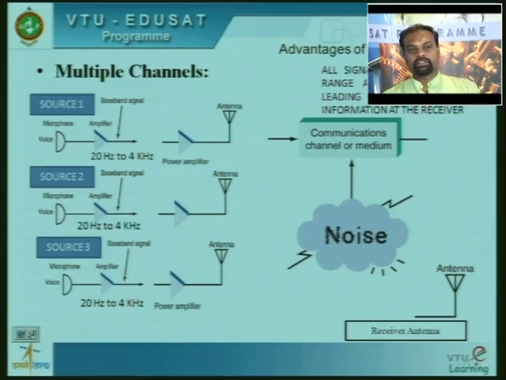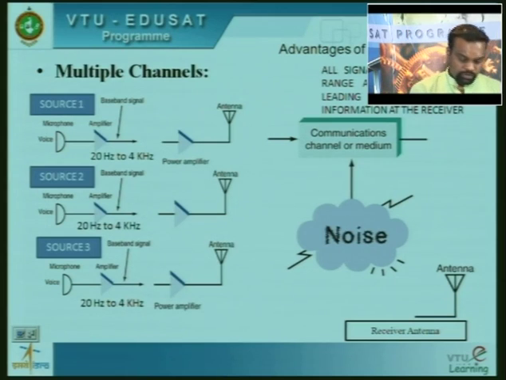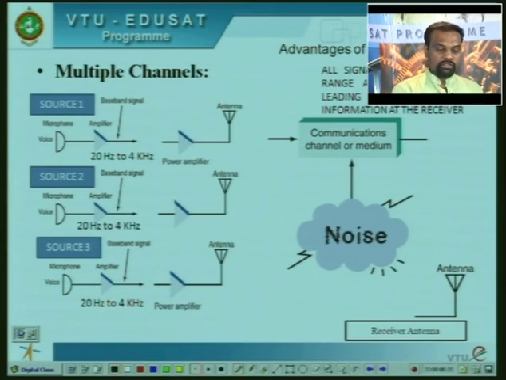What do you mean by multiple channels? Let us understand that we have a source. So, we have source 1, which may be user 1. I may be speaking through my mobile phone, and source 2 may be my friend talking from a mobile phone, and source 3 another friend also talking from a mobile phone. All these mobile phones have microphones which capture the signal, and we know that the speech signal is in the range of 20 hertz to 4 kilohertz. So, all the microphones will capture data in the frequency range of 20 to 4 kilohertz.